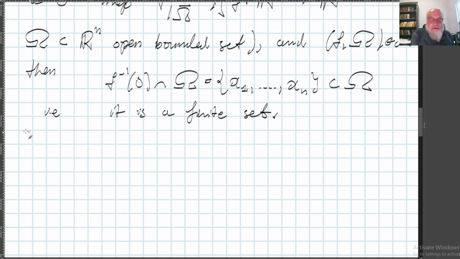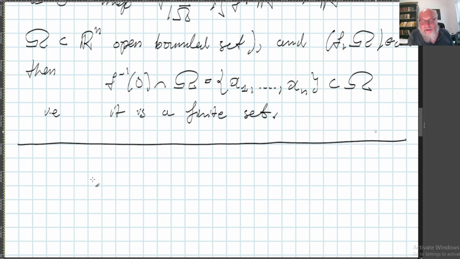Maybe we need one more, and before we proceed further with the properties of the degree, we need one more theorem, that's also important. Regular approximation theorem.